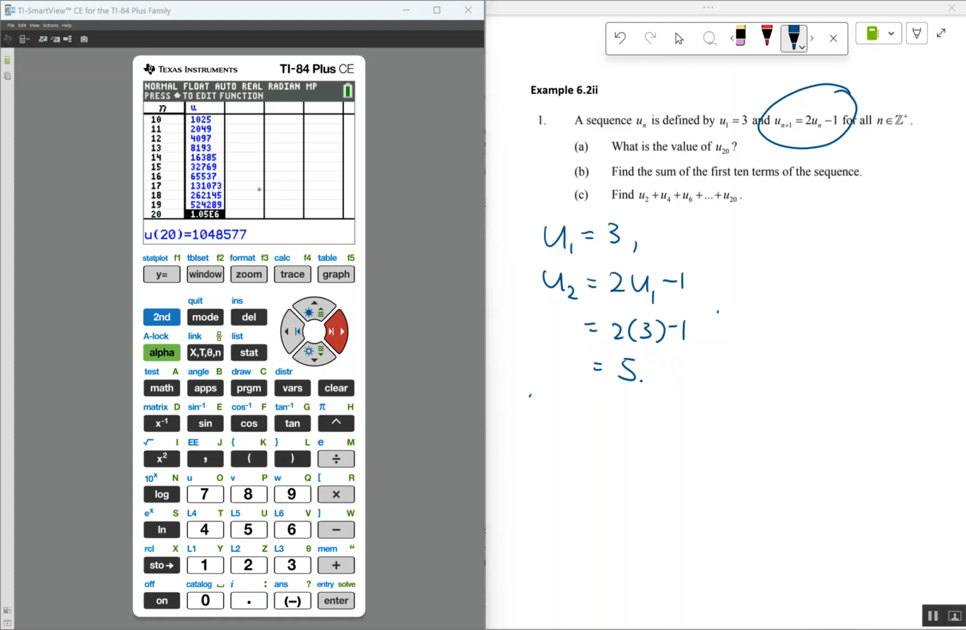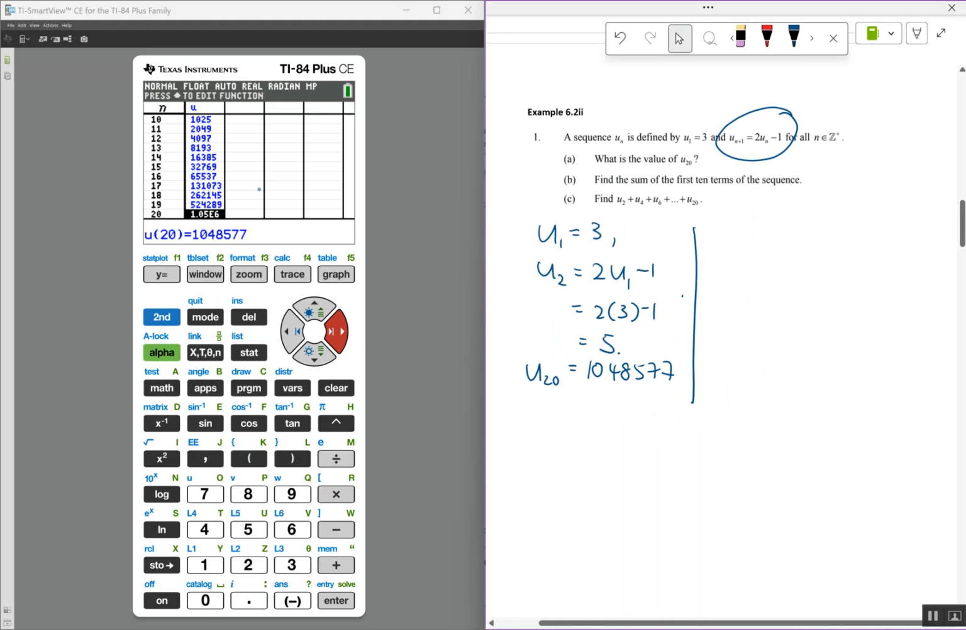But in this case, from the GC, u20 equals 1048577. Alright, so for part B, the question wants the sum of the first 10 terms. Understanding the summation sign, we are talking about the first term to the 10th term. How do I replicate this on my GC?